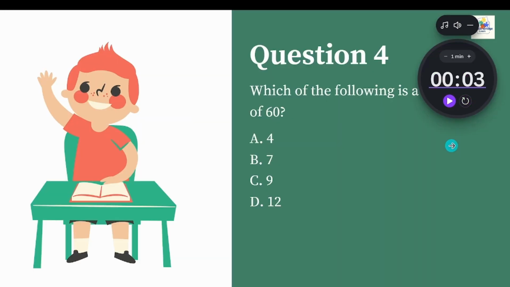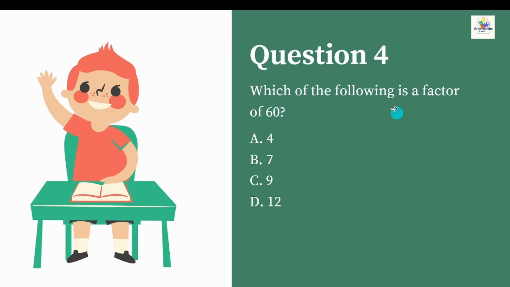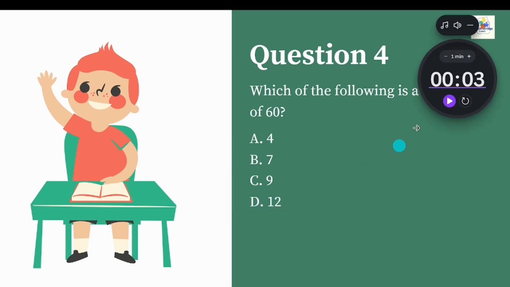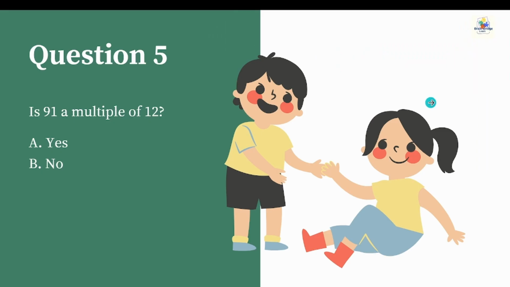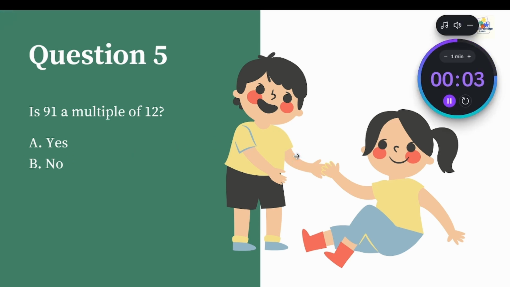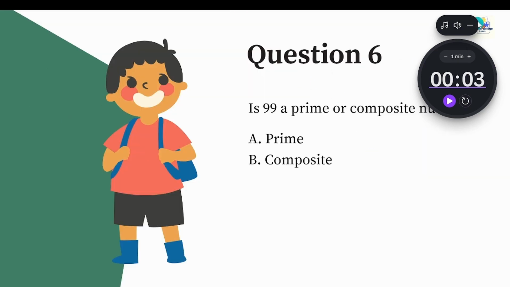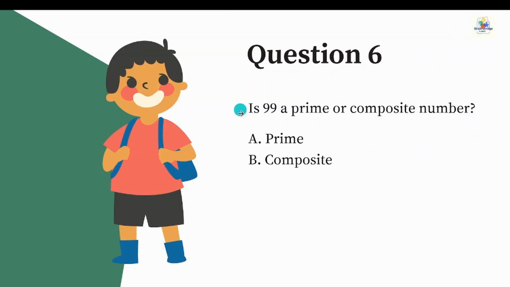So let's move to the next question. Which of the following is a factor of the number 60? A. 4, B. 7, C. 9, D. 12. You have 3 seconds to answer again. Time's up. Move to the next question. Question 5. Is 91 a multiple of 12? Yes? No? Time's up. Question 6. Is 99 a prime or composite number? A. Prime. B. Composite.